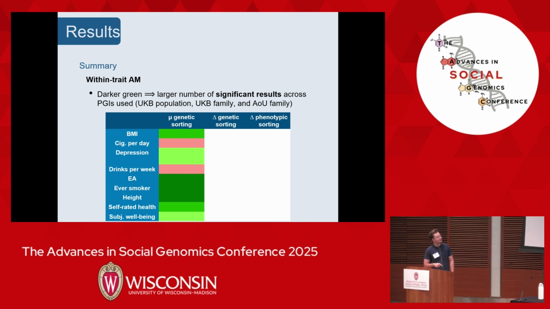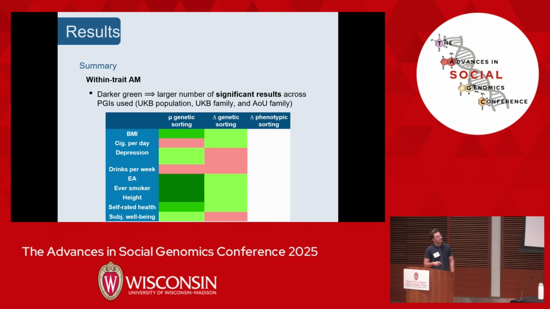Especially for educational attainment, ever smoker, and height, we have positive mean assortative mating, or positive mean genetic sorting, across all of these different types of PGIs that we're looking at. Now let's look at changes in genetic sorting, and this is going to be that slope on genetic sorting that we were talking about before.